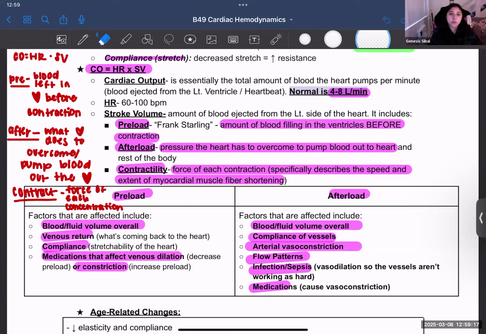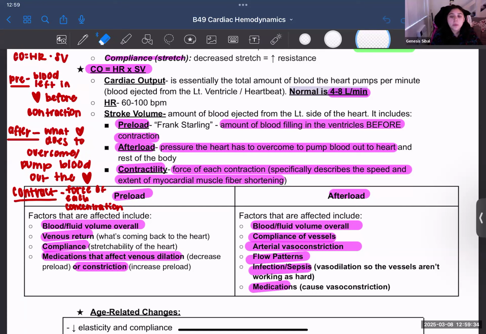But preload, we need to know how much blood is in before. Because let's say the patient has really low blood pressure, they've been bleeding. If you don't have any blood, then how are you going to get a proper stroke volume? If you don't have enough, then what can we do?